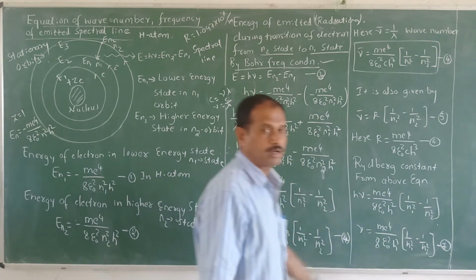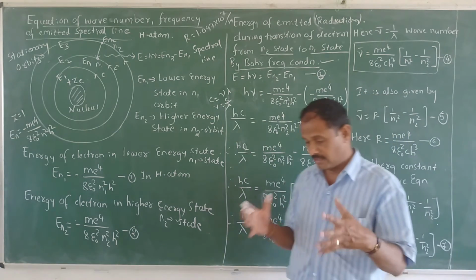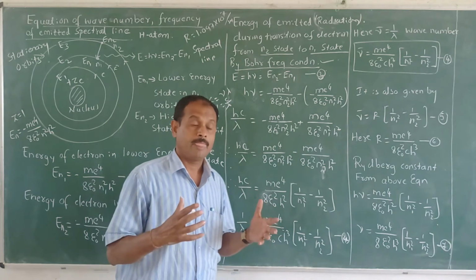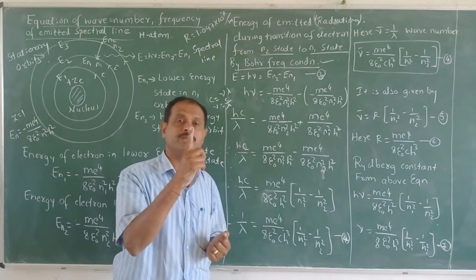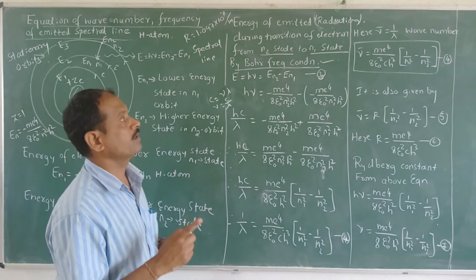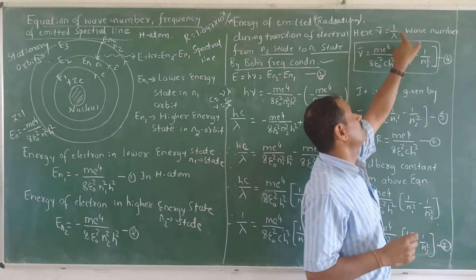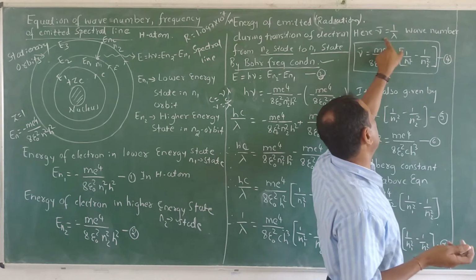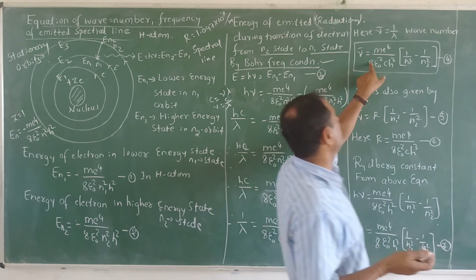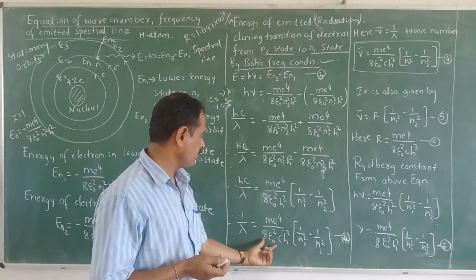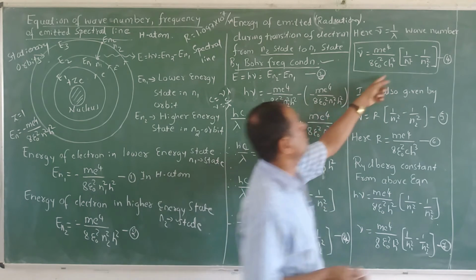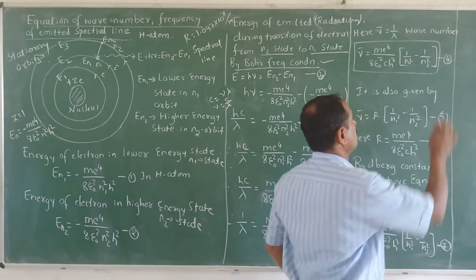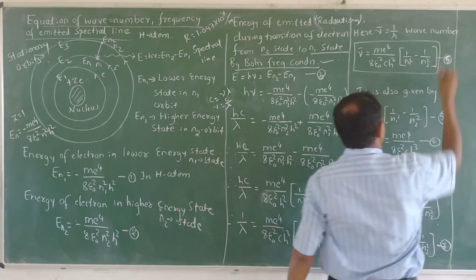Now what is the wave number? The number of waves emitted in 1 meter is called wave number. Therefore, the wave number is nothing but the reciprocal of the wavelength. Nu bar is equal to 1 by lambda. Nu bar is equal to m e raised to 4 by 8 epsilon naught square c h cube into bracket 1 upon n1 square minus 1 upon n2 square. Let us take this as equation number 5.